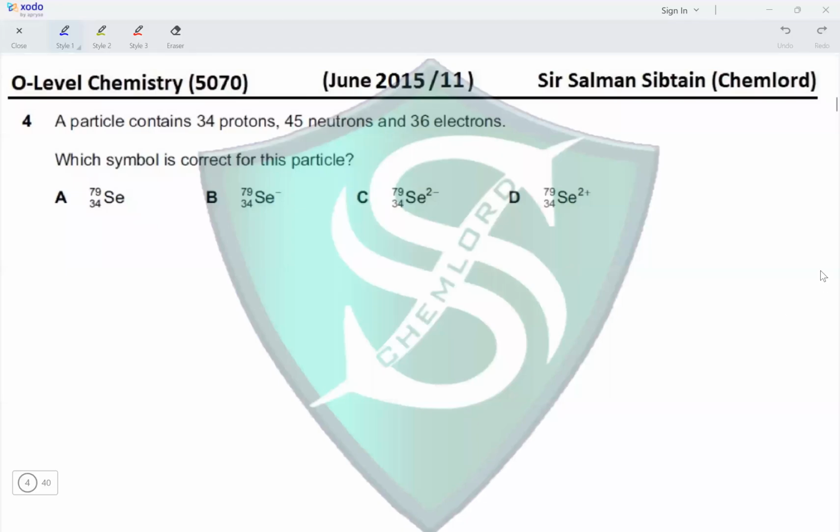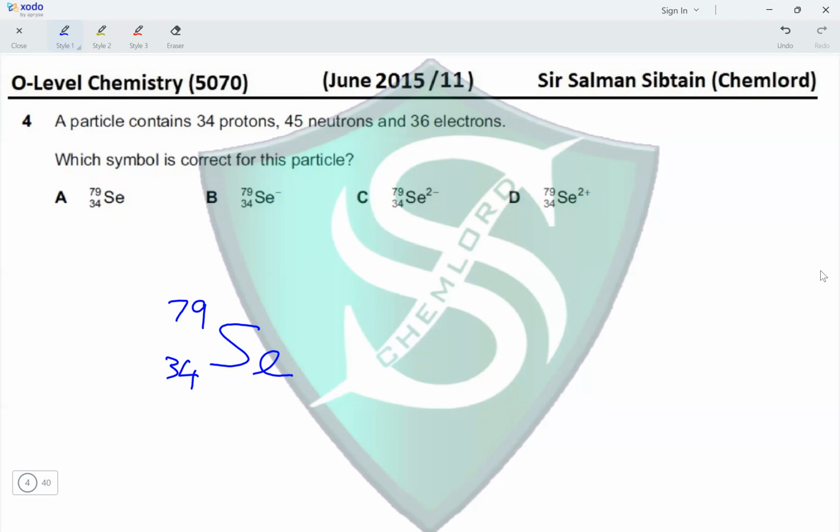Question 4. A particle contains 34 protons, 45 neutrons, and 36 electrons. Which symbol is correct for this particle? So, this is a particle of selenium. And since the proton number is 34, this would be 34. Adding the protons and neutrons, 34 and 45, we end up with 79. So, this is the correct proton number and nucleon number in all the options.